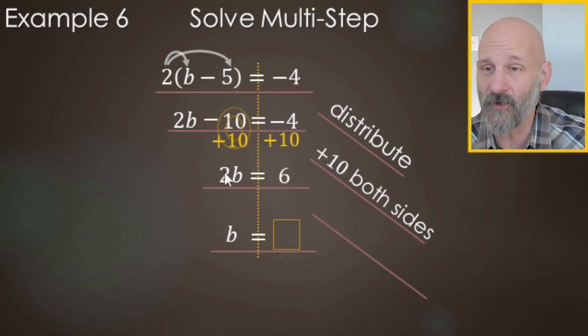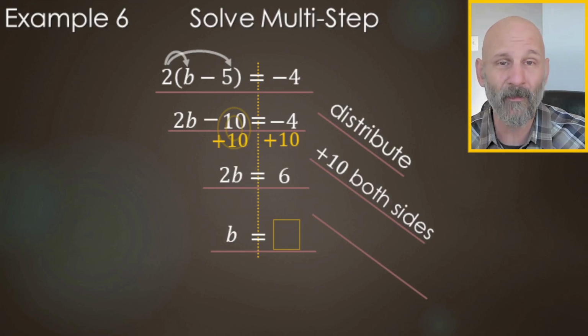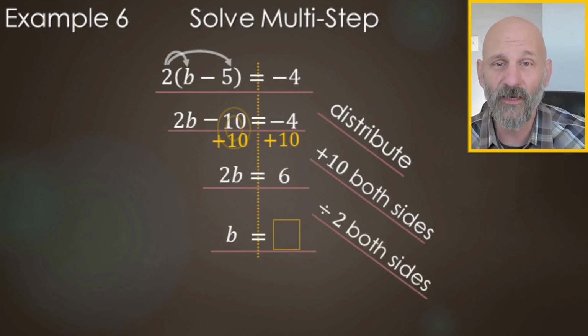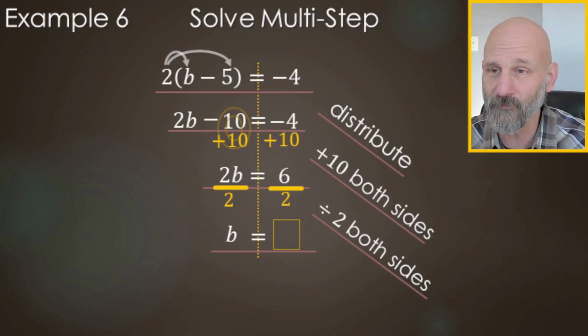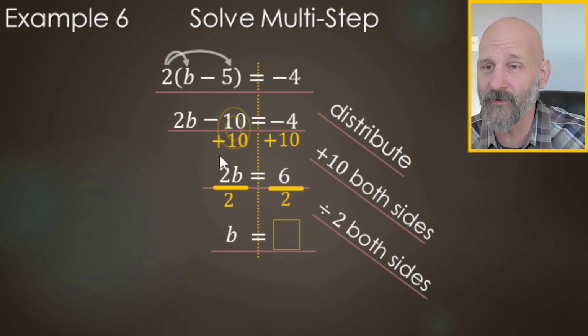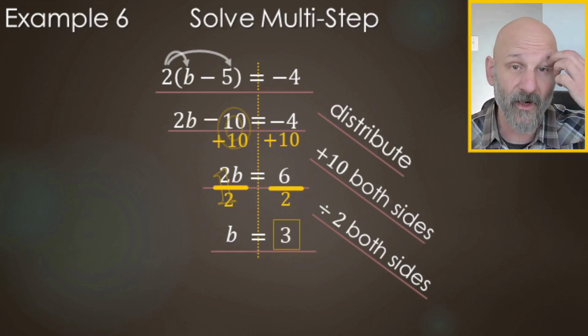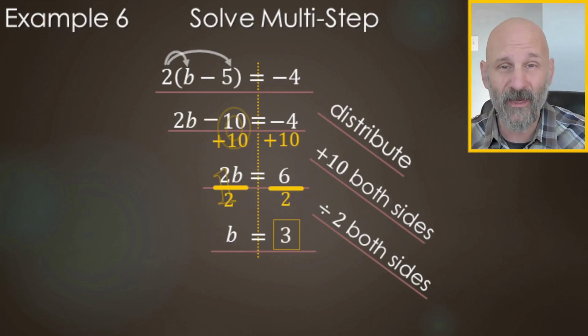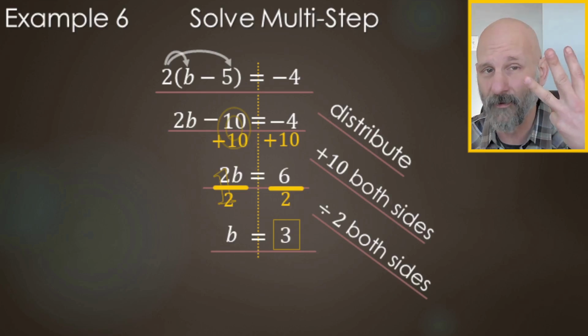Now we want to undo the 2 there. The 2 is being multiplied by b, so divide by 2 to both sides. 2 over 2 makes 1, so we have on the left-hand side 1b right there. And then 6 divided by 2, that's going to make 3 there. So the value for the variable that makes the equation true is going to be 3.